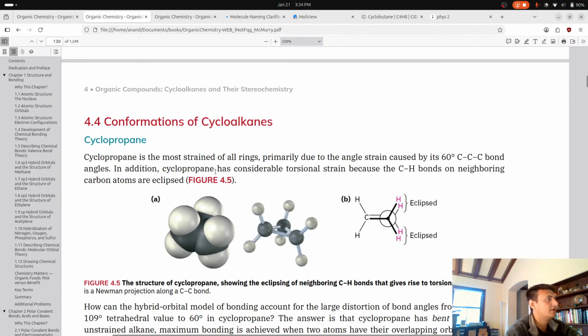Okay. 4. Conformations of cycloalkanes. Oh, that's an interesting drawing. These Newman projections are weird. Cyclopropane is the most strained of all rings, primarily due to the angle strain caused by its 60-degree CCC bond. In addition, cyclopropane has considerable torsional strain because CH bonds on neighboring atoms are eclipsed.